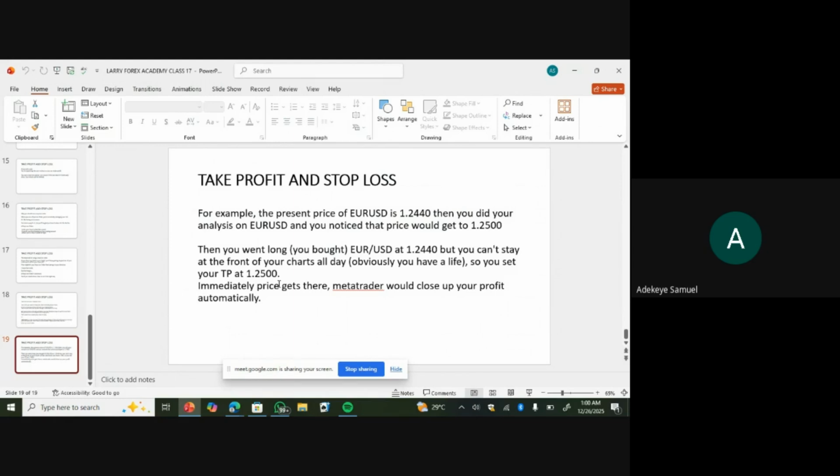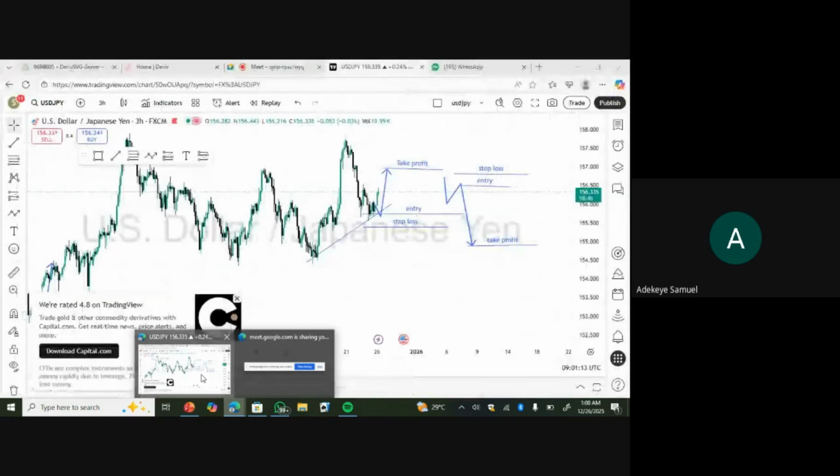Everything falls back on doing your analysis, calculating your risk, and using proper risk management very well. That is just it, to help you maximize your profit and reduce your losses. All right. So that is that on take profit and stop loss order.